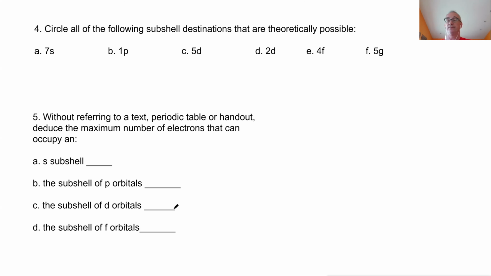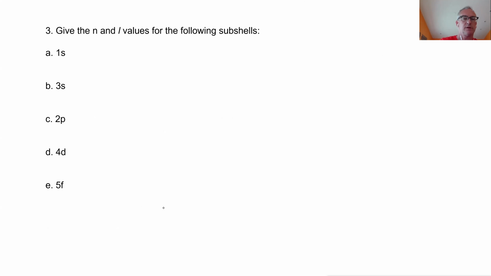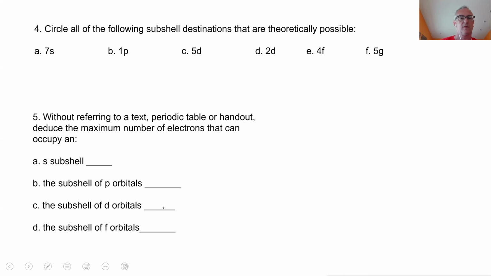So let's just go through. The first one, can we have a 7s subshell? Sure. Yeah, that works. The 7 is referring to the n number. So that's the 7th level, the furthest one away, and it has an S subshell like anybody else. What about the next one?